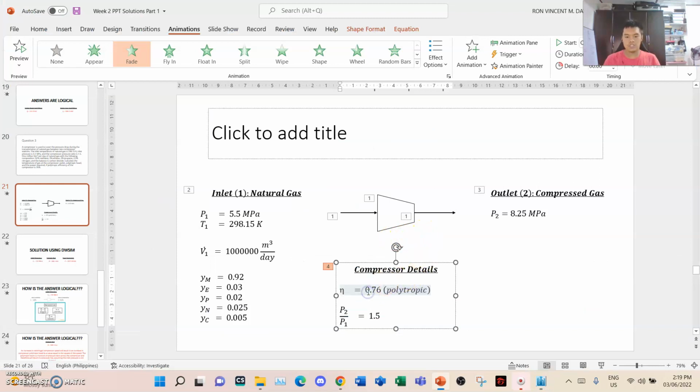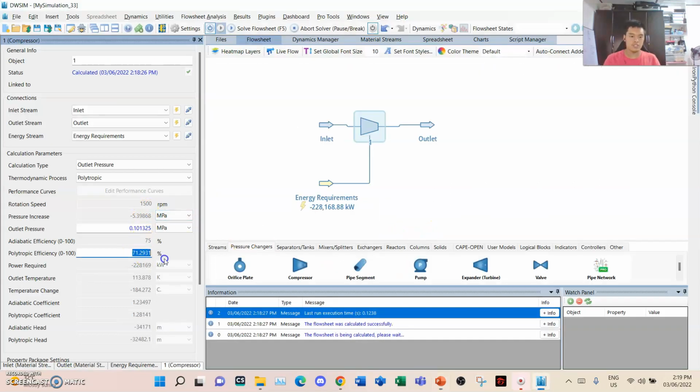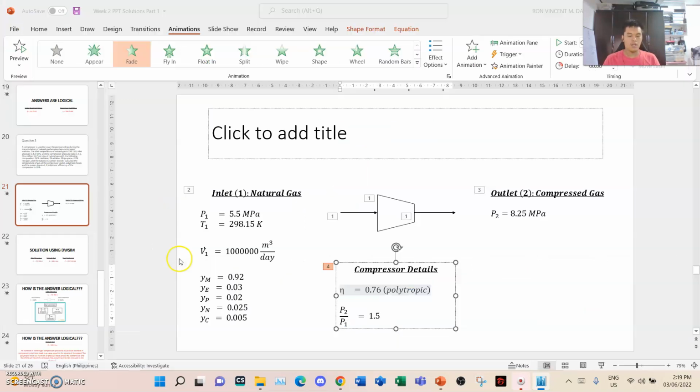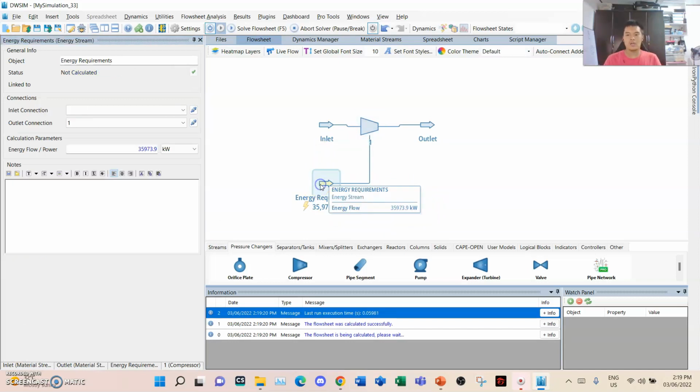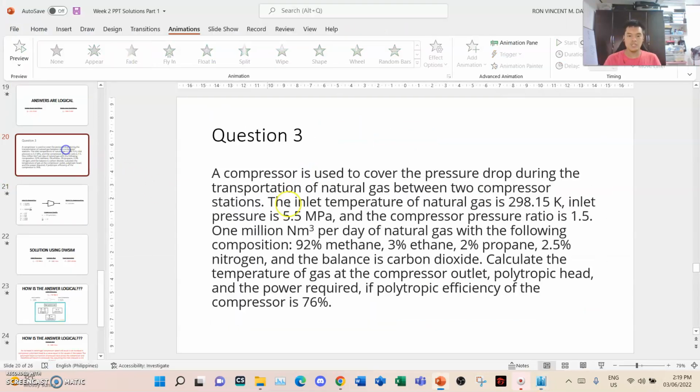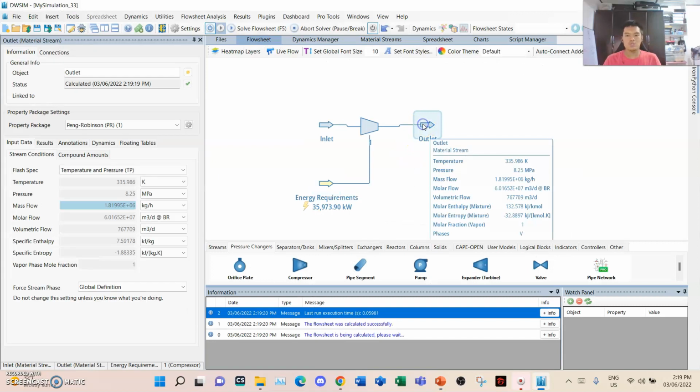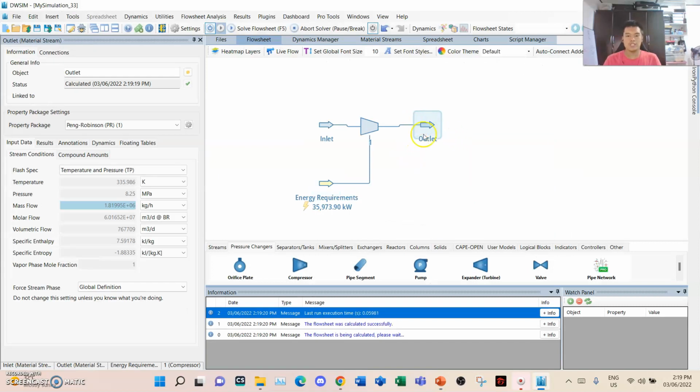Then an efficiency of 0.76 or 76% included. Then what we aim for is an outlet pressure of 8.25 megapascal. So we have the calculation type, outlet pressure, 8.25 megapascal. And essentially we have solved the problem. So what do we need? Essentially we need the temperature of the gas at the compressor outlet. So the outlet temperature is 235.986 Kelvin.